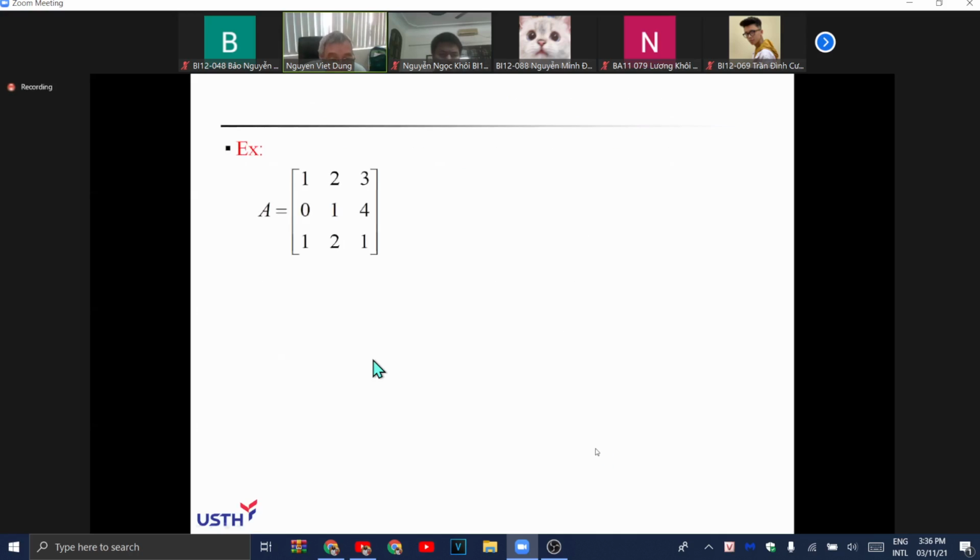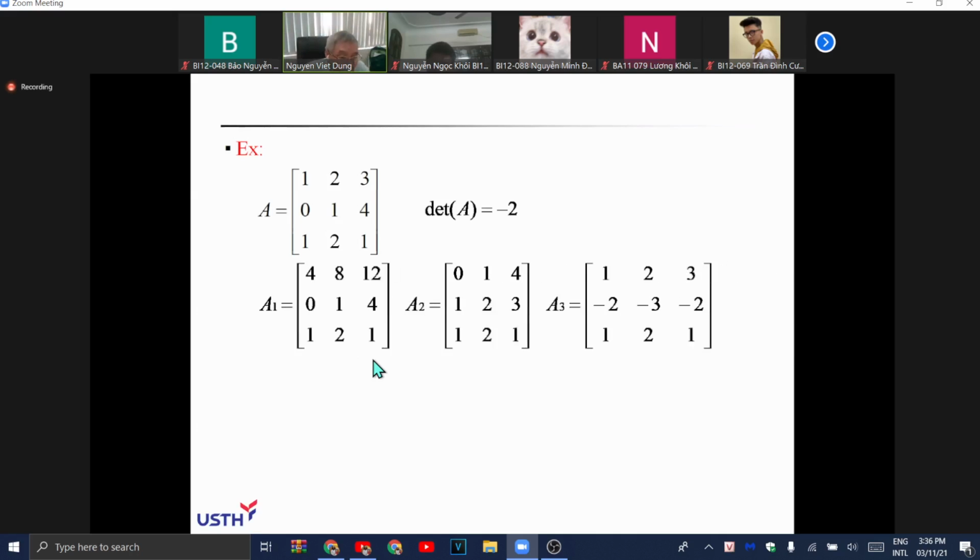And here is an example. Suppose that A is that matrix. And suppose that we know already that the determinant of A equals minus 2. It is very easy for you to compute it. If you are given A1, A2, A3 like that, and you are required to find the determinant of A1, A2, and A3, how can you do it?